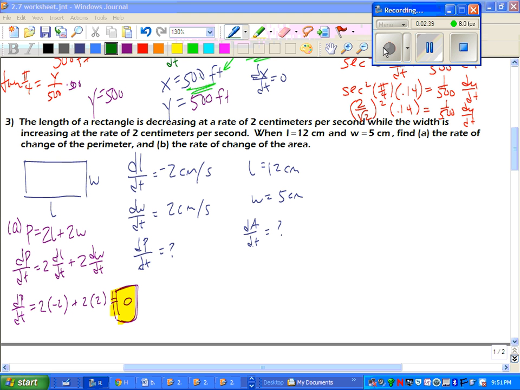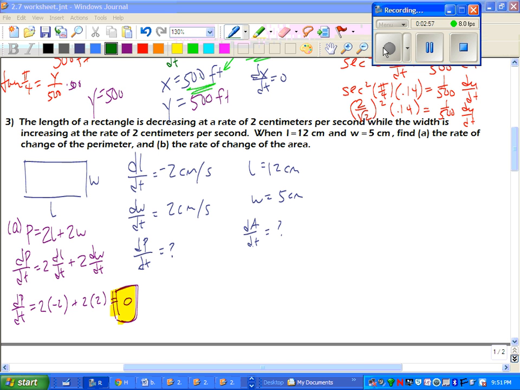For this one, you should get a rate of change of 0. Perimeter is not changing because at this time, since the length is changing, getting smaller by 2 centimeters per second, and the width is getting bigger by 2 centimeters per second, they basically cancel each other out.